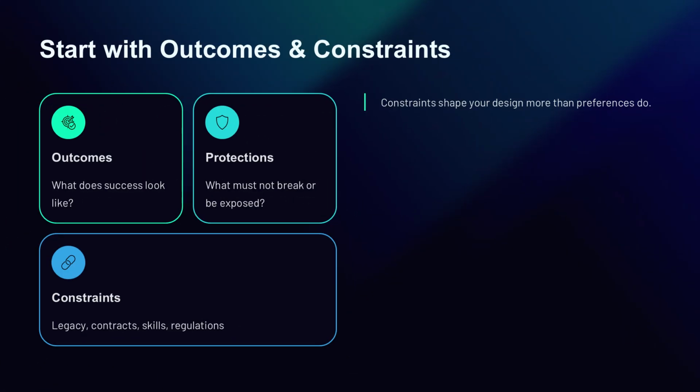With the goal clear, you begin solution architecture by anchoring on outcomes and constraints. You clarify what success looks like, what must not break, what must remain protected, and what operational expectations must be met. You also confirm constraints such as legacy dependencies, contractual obligations, skills availability, and regulatory requirements. Because constraints shape your design more than preferences do.